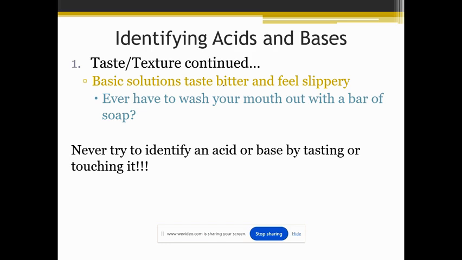Basic solutions are going to taste bitter and they feel slippery. Have you ever gotten a little bit of shampoo in your mouth? Maybe your parents washed your mouth out with soap when you were a kid. That's becoming less and less common, but back in my day, yeah.